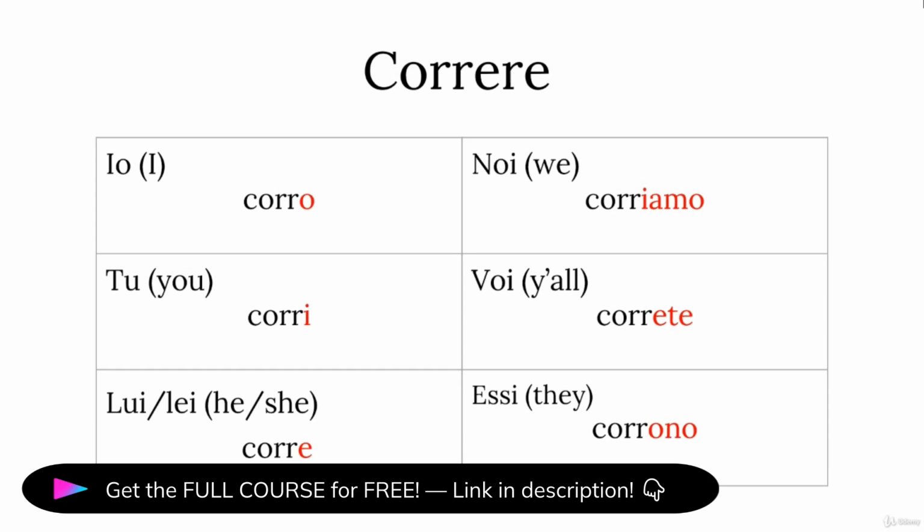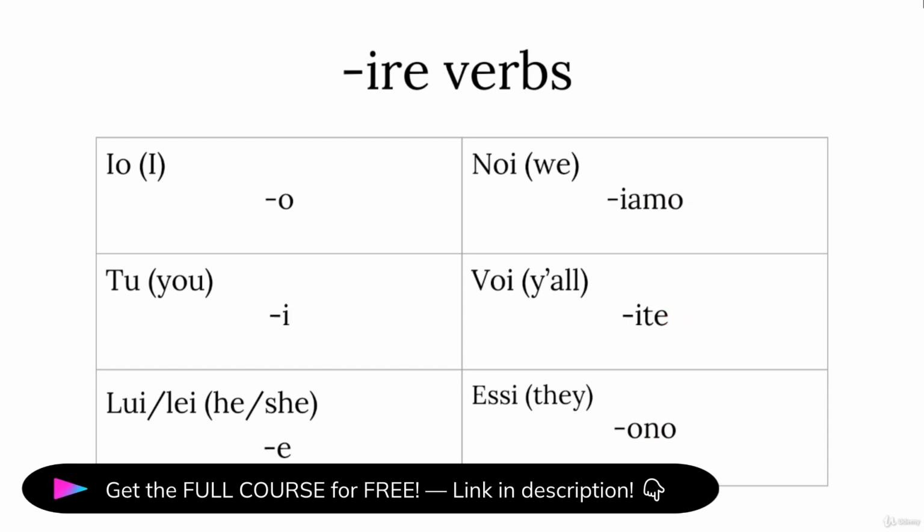Correre. Correre is a regular verb. So you take the verb root, so cor, with double R, and you start the conjugation. Io corro, tu corri, lui, lei corre, noi corriamo, voi correte, essi corrono. Perfect. Very good. And then we have the final group, so the verbs that end with ire.